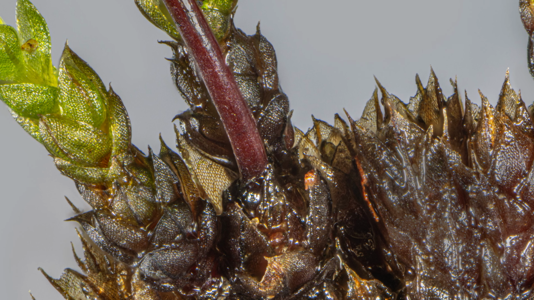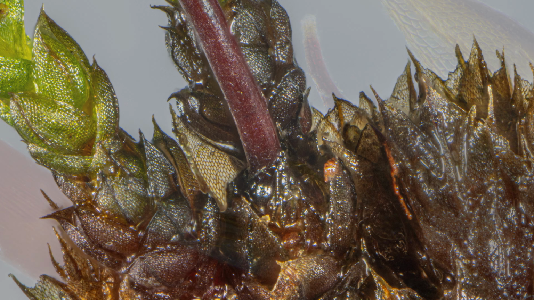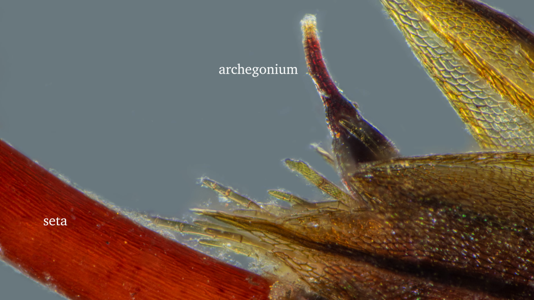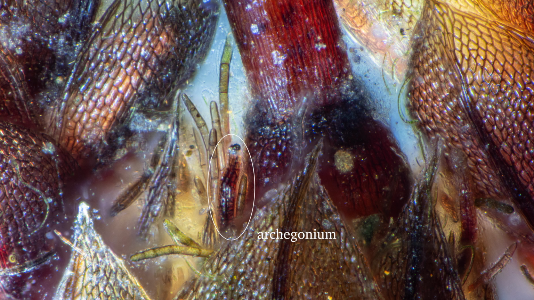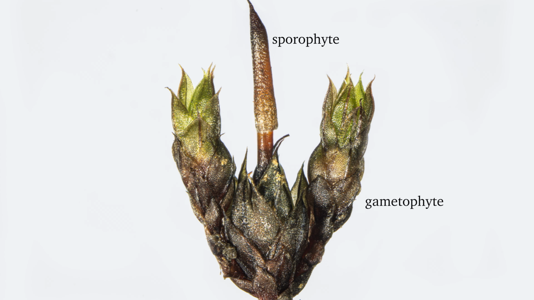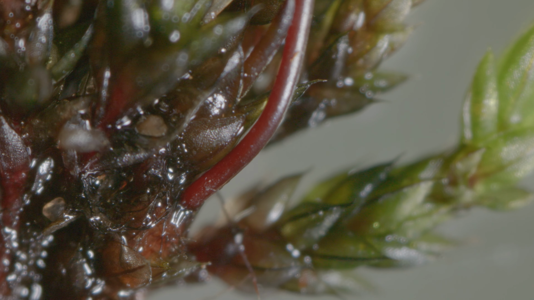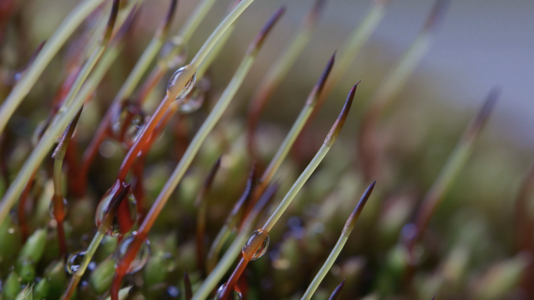In Bryum pallescens, archegonia can be found at the base of the seta, which is the stalk of the sporophyte. Fertilized eggs are diploid and grow into new sporophytes. The seta of the sporophyte is red initially and grows to lift its capsule above the leafy gametophyte.